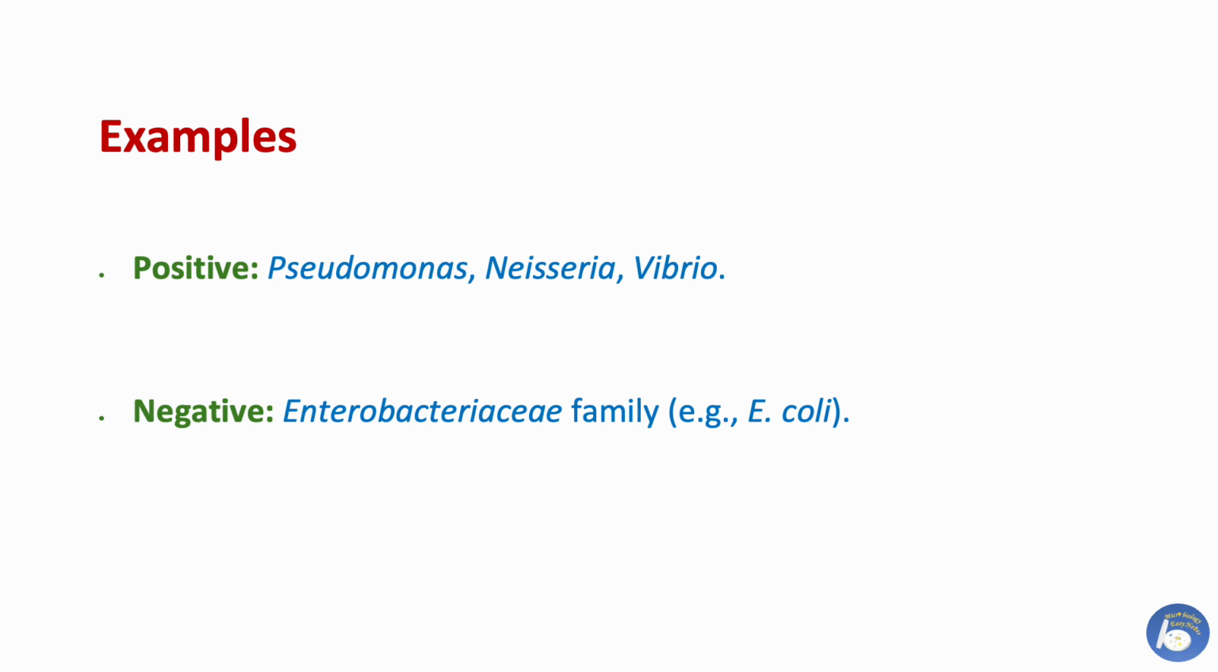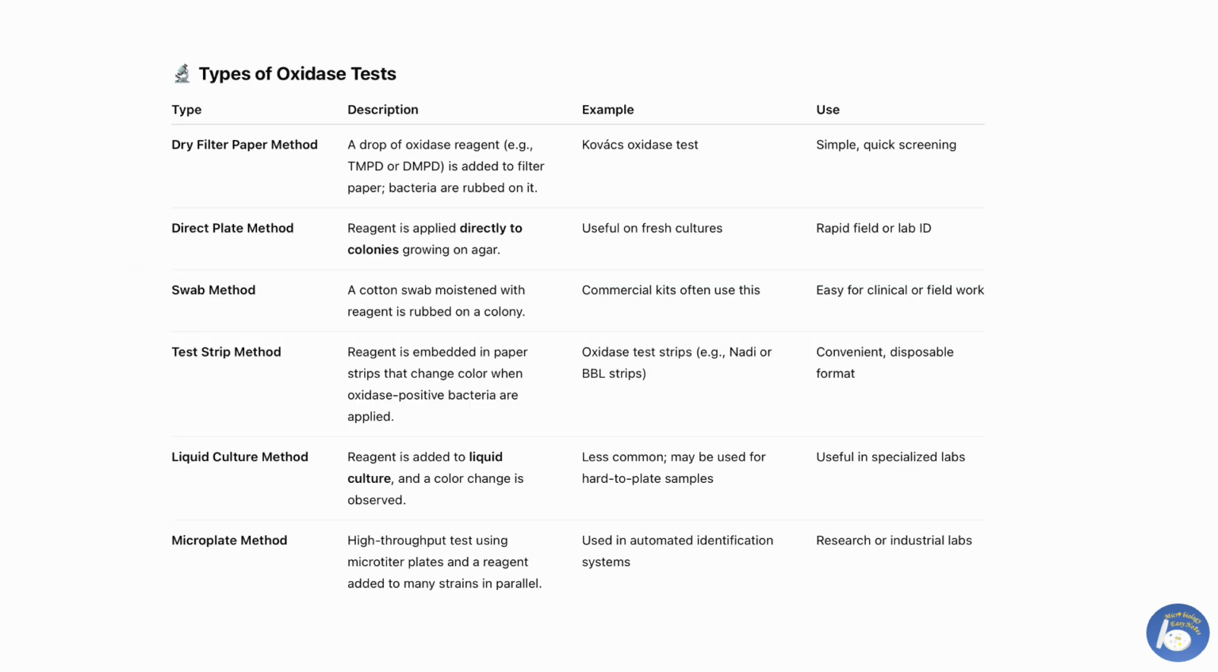There are some variations of oxidase tests. In dry filter paper method, a drop of oxidase reagent is added to filter paper. This is a simple, quick screening method. In direct plate method, reagent is applied directly to colonies growing on agar. In swab method, a cotton swab moistened with reagent is rubbed on a colony. This is easy for clinical or field work.